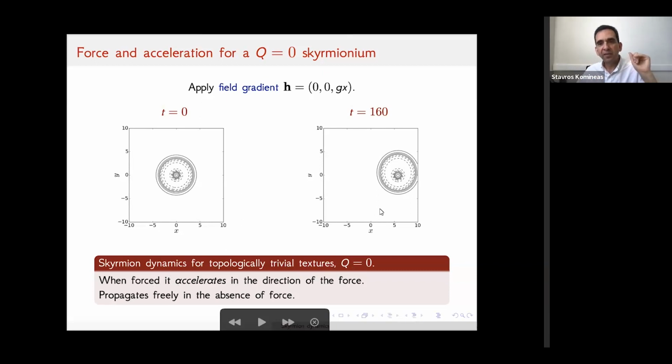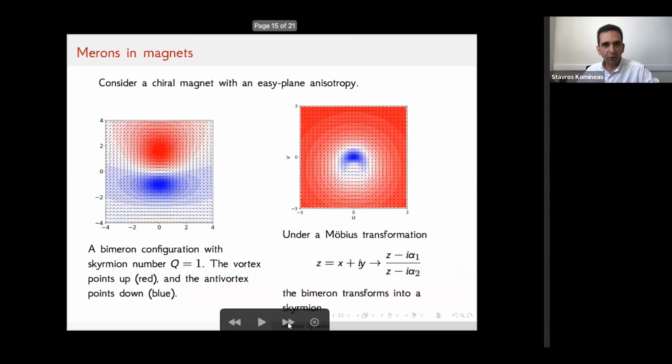And then you can also ask, what happens if I stop the force at this point? Well, if you stop the force, what happens is exactly what you expect from a Newtonian particle. It propagates freely after that. It just continues moving. Of course, if you have damping, it will stop moving after a while, exactly like if you throw a stone, but that's now the dynamics. So this is a Newtonian particle in contrast to the skyrmion. Okay, so this is the big difference that I would like to convey to you.